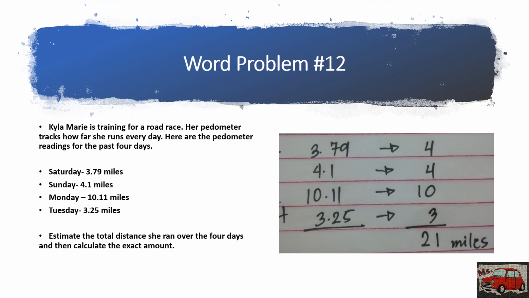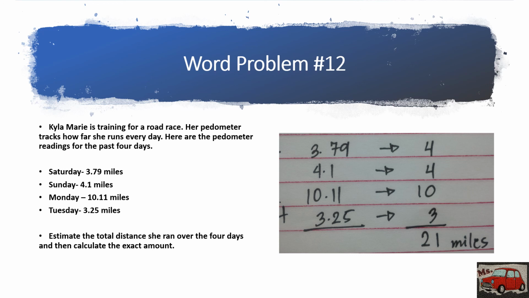Kyla Marie is training for a road race. Her pedometer tracks how far she runs every day. Here are the pedometer readings for the past 4 days. On Saturday, 3.79 miles. Sunday, 4.1 miles. Monday, 10.11 miles. Tuesday, 3.25 miles. Estimate the total distance she ran over the 4 days and then calculate the exact amount.